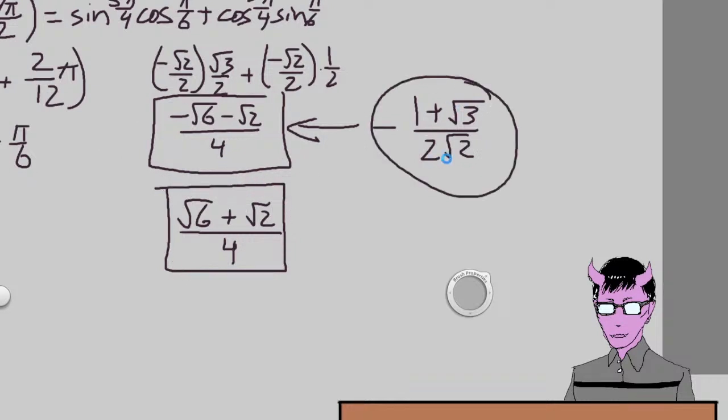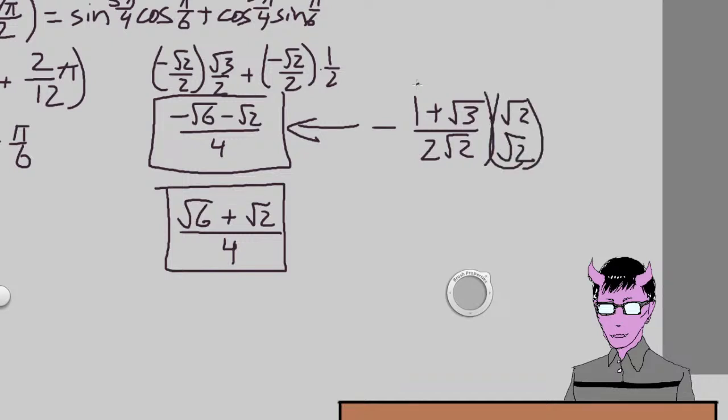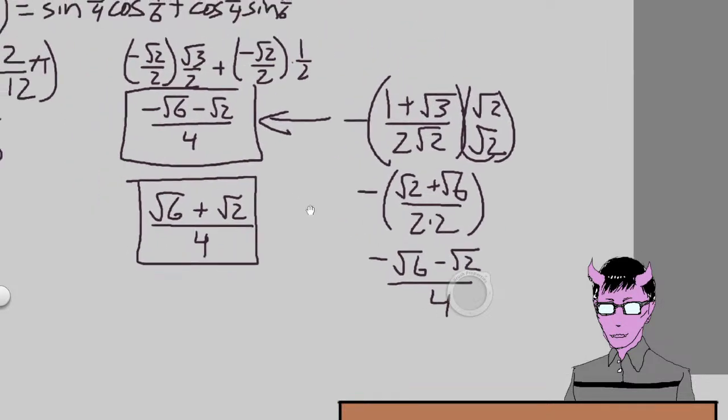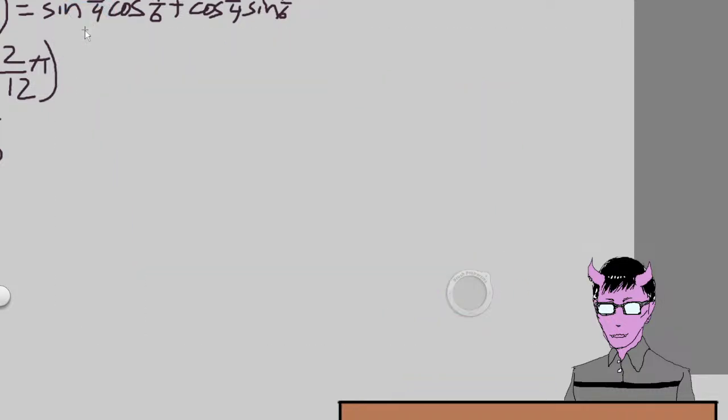Well, this one you multiply top and bottom by root 2. So thus, do we get negative, in the parenthetical, root 2 plus root 6 all over 2 times 2, thereby simplifying into negative root 6 minus root 2 over 4. So second answer is good. First answer is wrong. Yep. Sometimes it just be like that.